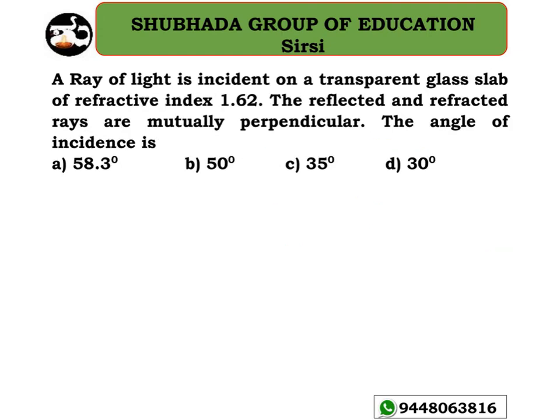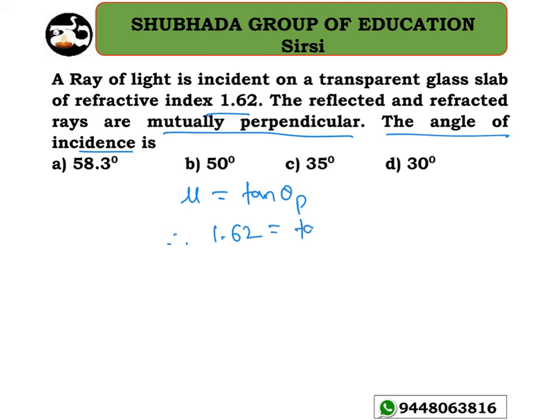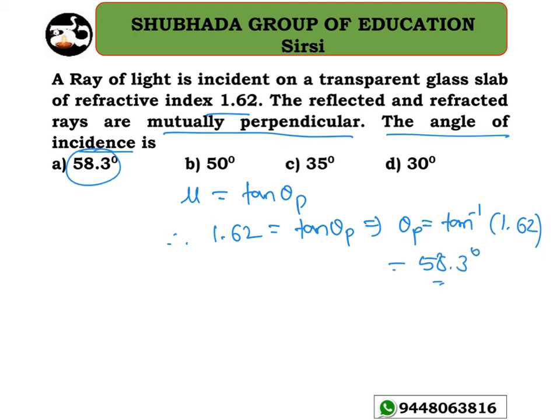A ray of light is incident on a transparent glass slab of refractive index 1.62. The reflected and refracted waves are mutually perpendicular to one another. The angle of incidence is? The problem is based on polarization, polarization by reflection. Brewster's angle: mu equals tan theta p. That is Brewster's angle or polarizing angle, that is the angle of incidence here. 1.62 equals tan theta p. It implies theta p equals tan inverse of 1.62. So that is going to be 58.3 degree. Option A is the right answer for this question.